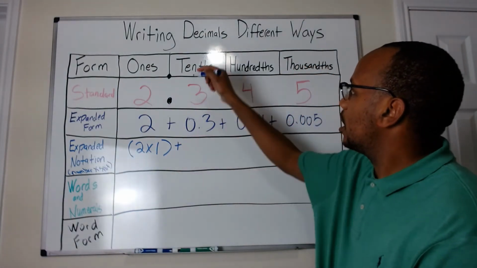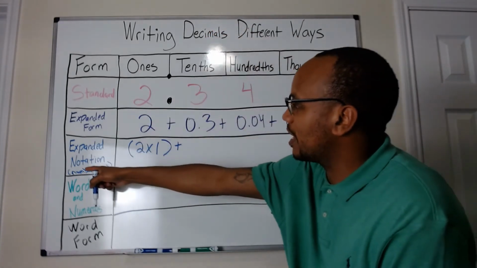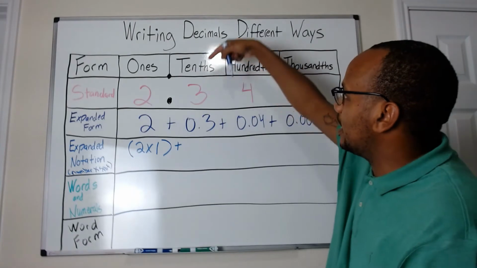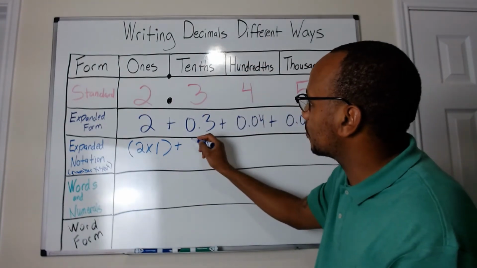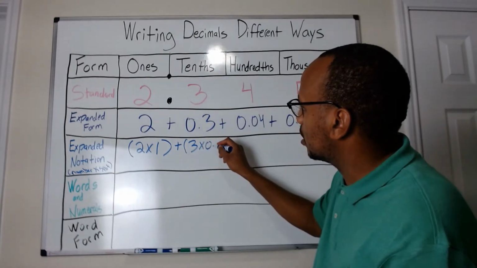Plus 3 times tenths. Remember, notation means number times spot. So 3 times the tenths place, 3 times 1/10.